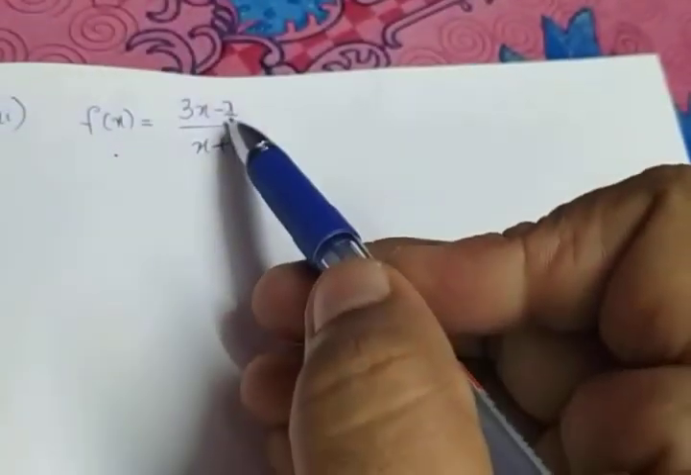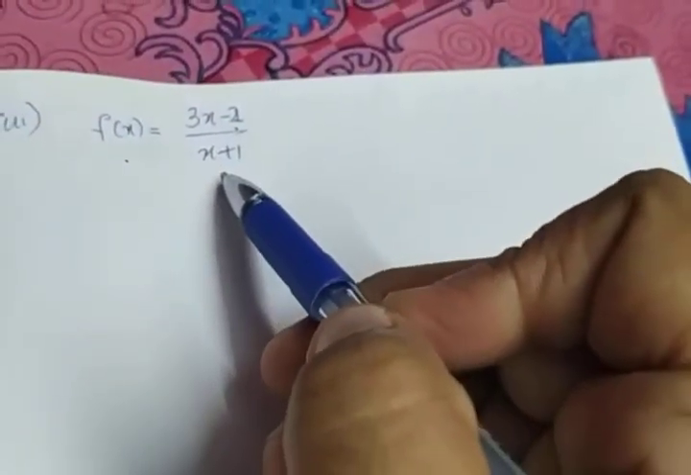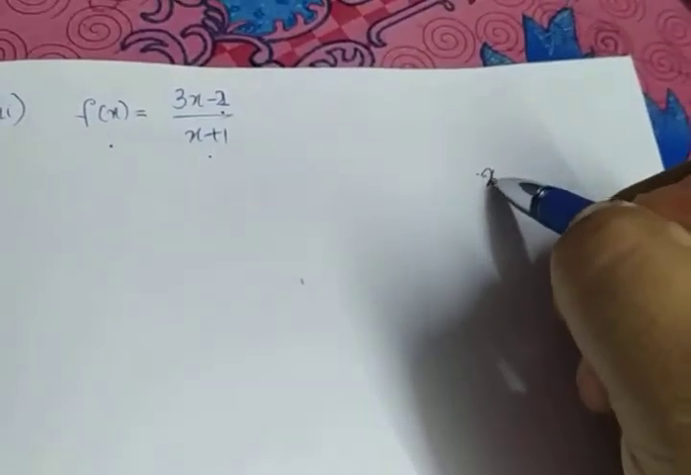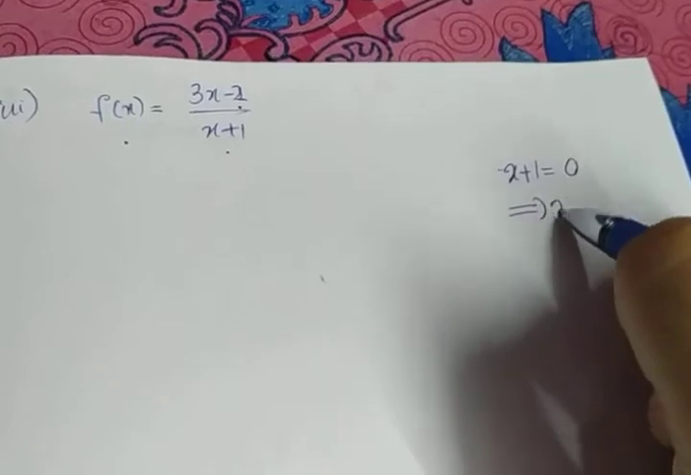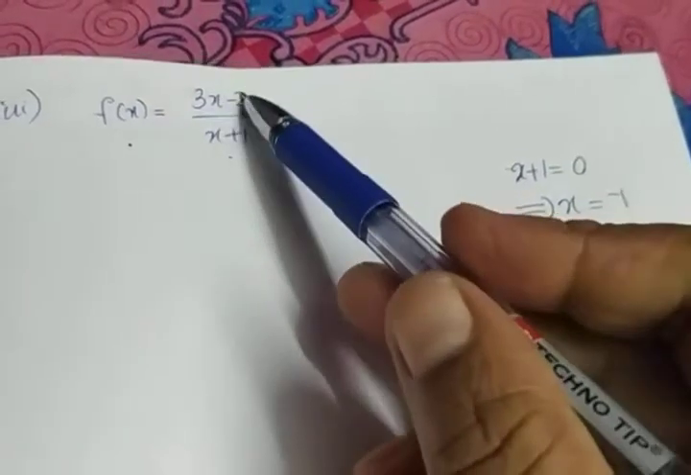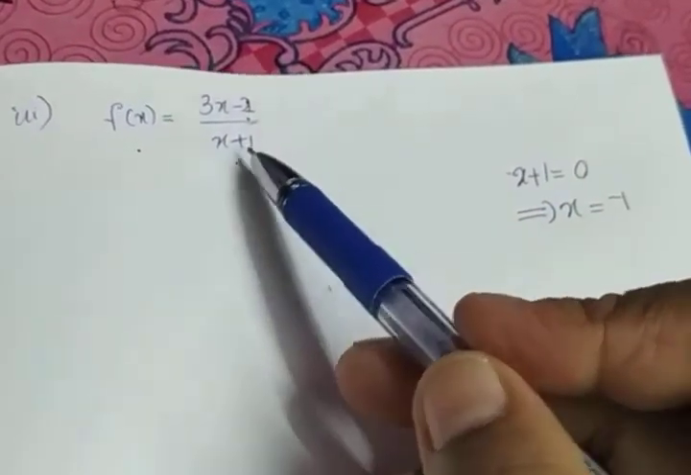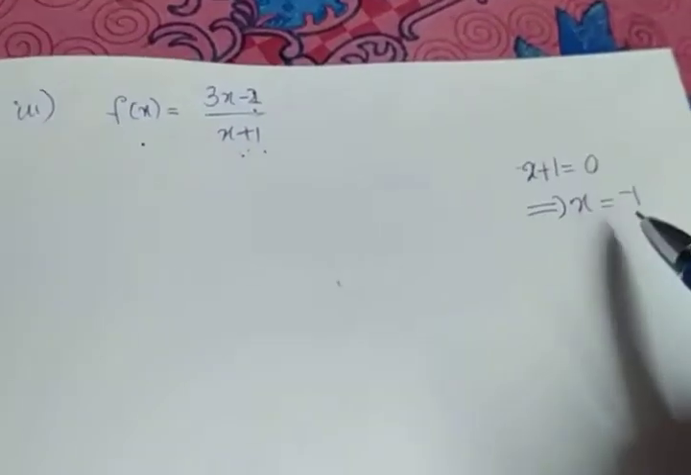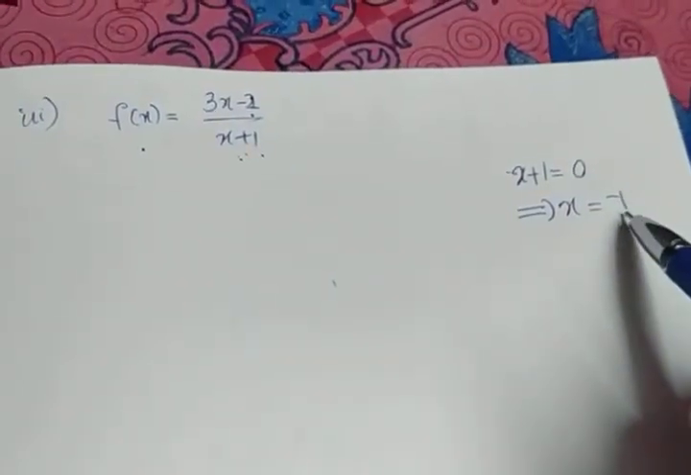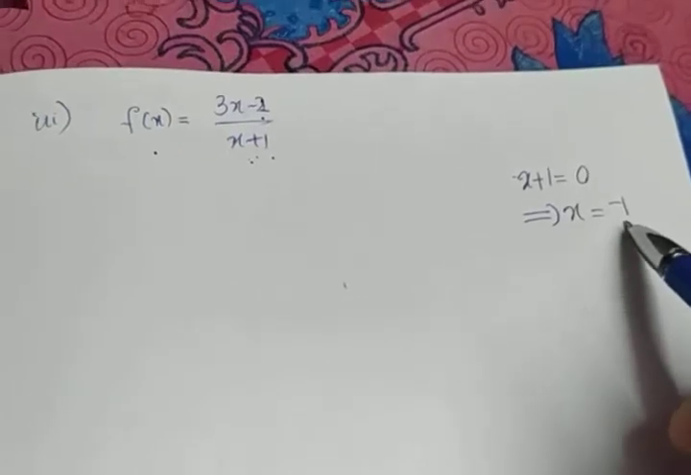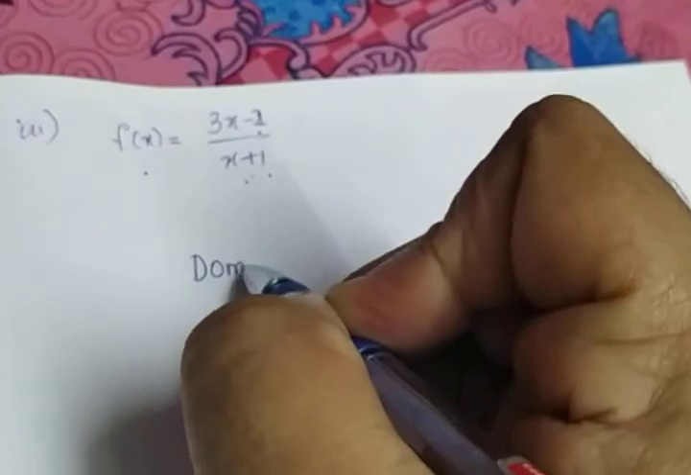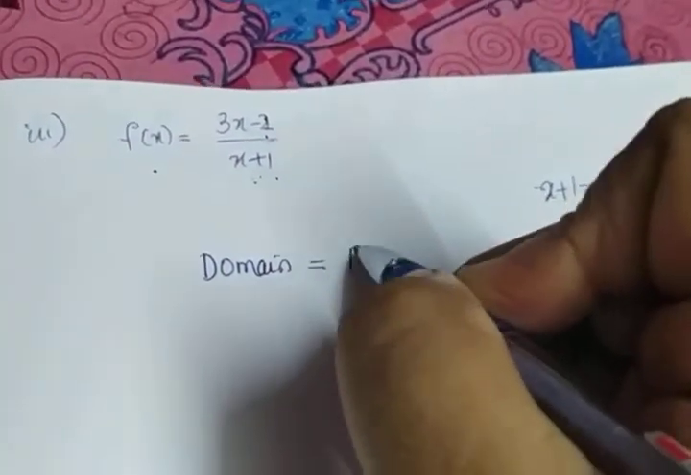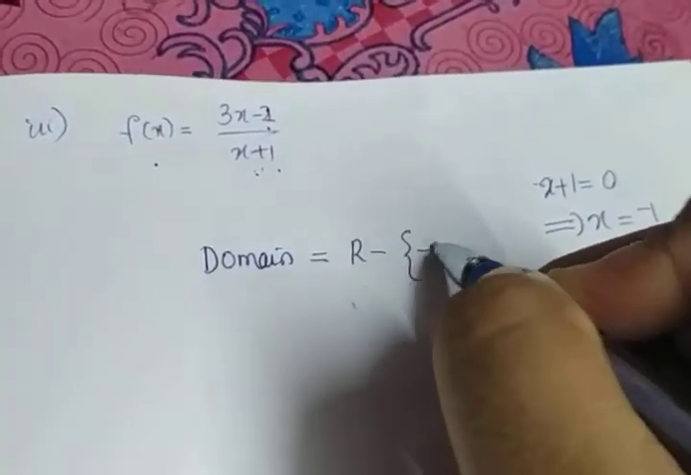Okay. Third one, f of x equal to 3x minus 2 by x plus 1. Here also same case. We have to check which value gives the denominator as 0. x plus 1 equal to 0 implies x equal to minus 1. So the definition fails only when the denominator becomes 0, that means when x takes the value minus 1. So to find the domain, we have to avoid this negative 1 from the real numbers. So in the third question, domain is equal to R minus the singleton set minus 1.